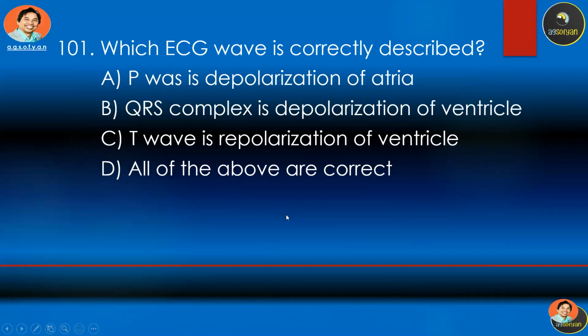Which EKG wave is correctly described? P is depolarization of the atrium. That's already correct over there. QRS, depolarization of the ventricle, that's also correct. T is repolarization of the ventricle, that's also correct. So the answer will be all of the above are correct.